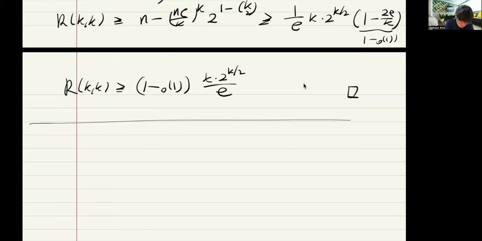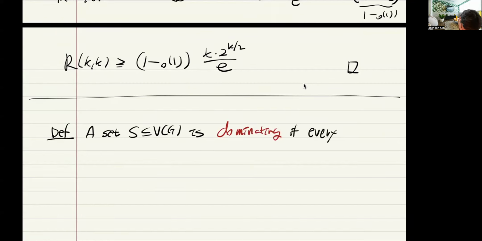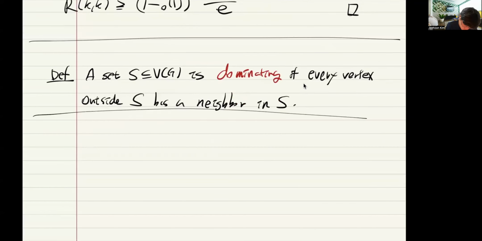Okay, let's see one more example of this alteration method regarding the following concept of dominating. We say that a vertex set S in a graph G is dominating if every vertex outside S has a neighbor in S.